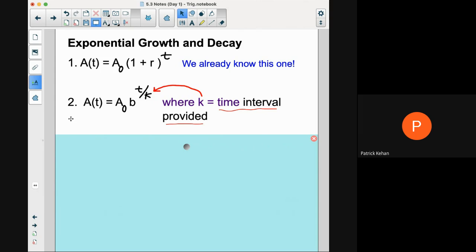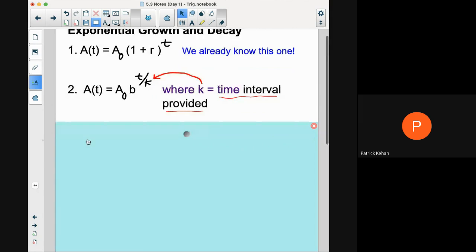This model here, A of t equals A sub 0 times b to the t over k, is useful when the question provides the growth rate and the time interval. Maybe the time is in years, but the time interval provided is not necessarily in years. Okay, so let's look at an example here.